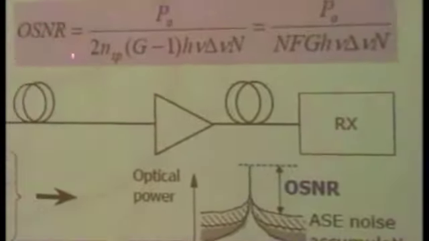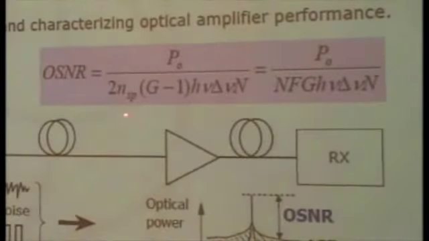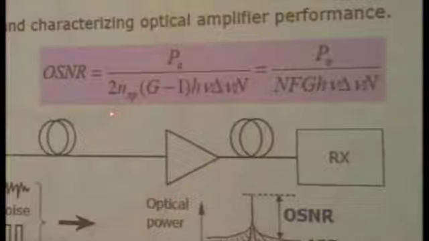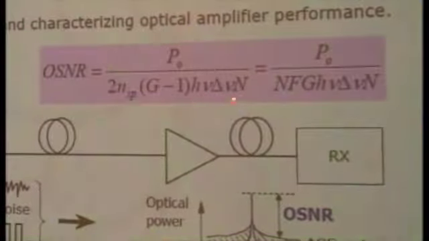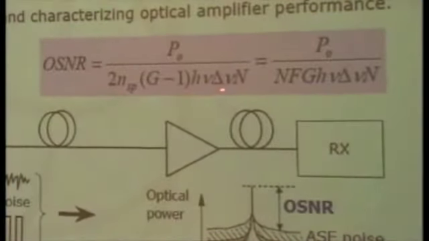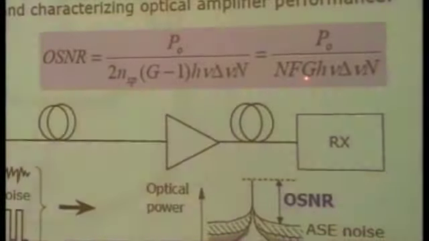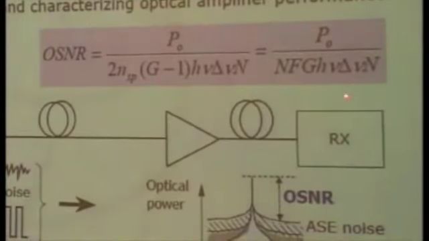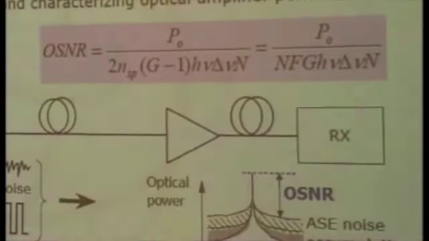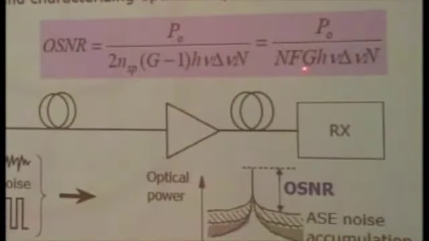So OSNR is given by such an equation. This is the signal power, and this is a parameter concerning the optical amplifier noise figure, and this is the gain of the amplifier. This is just a physical parameter, and the number of amplifiers. And this is the measurement bandwidth. In other words, this is the noise figure of the amplifier, gain, and the number of amplifiers. As shown in this figure, OSNR degrades with the NF value, the gain of the amplifier, the repeater spacing, and the number of amplifiers.